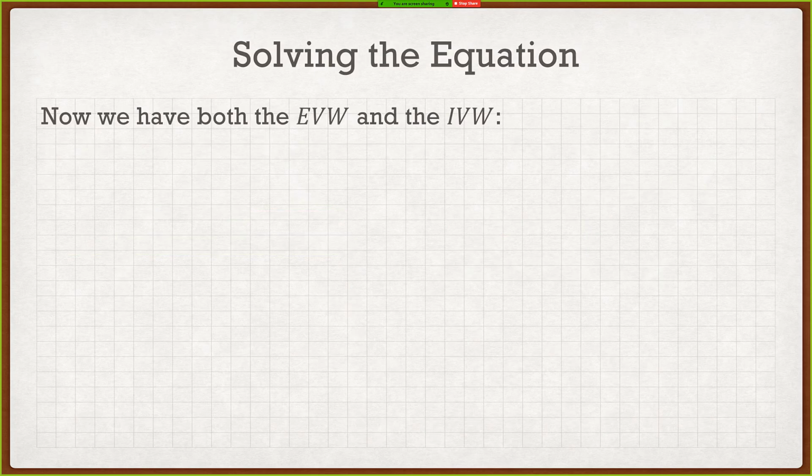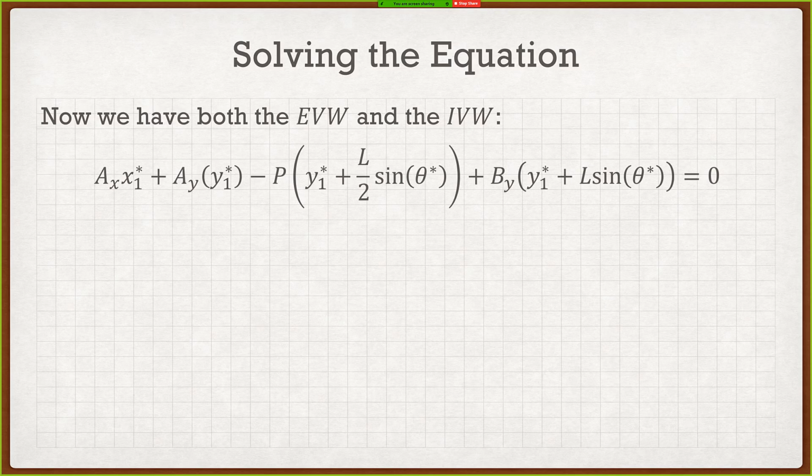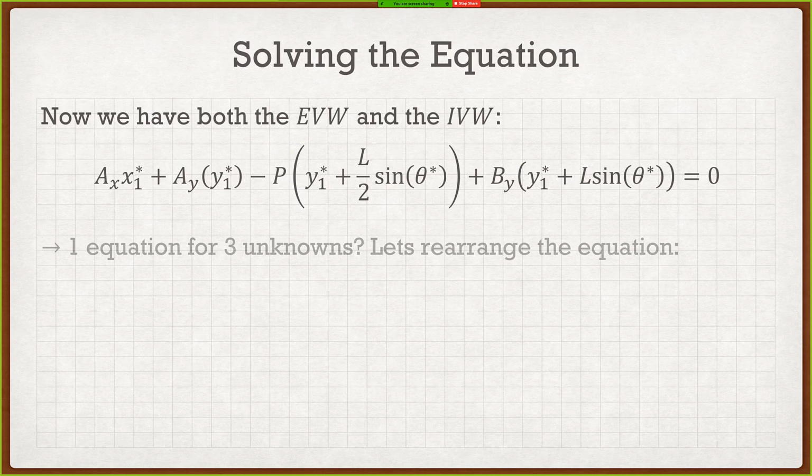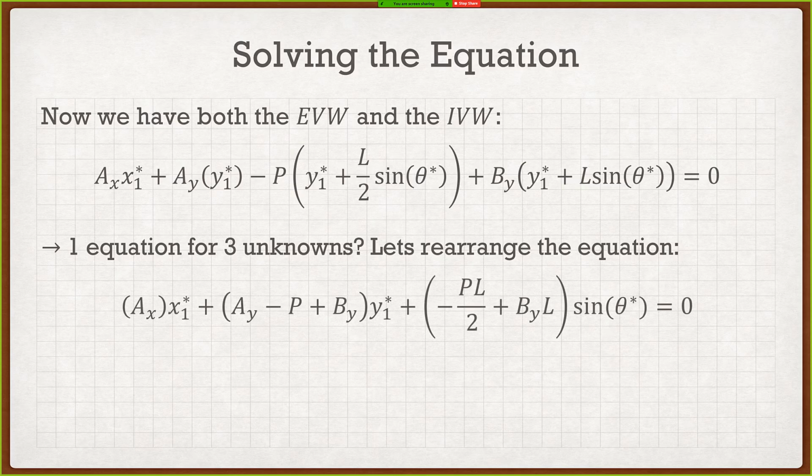So now that we have the external virtual work and the internal virtual work, we have a nice expression where all that external virtual work is equal to the internal virtual work, which of course is equal to 0. Now the question becomes, we have one equation, but we actually have three unknowns: AX, AY, as well as BY. So how exactly do we solve for three unknowns using one equation? Well, we're going to have to rearrange the equation.